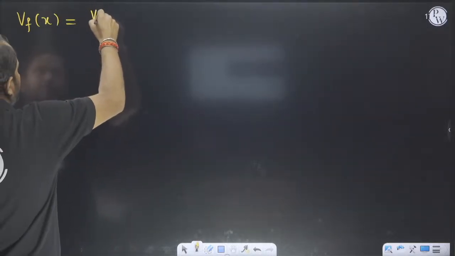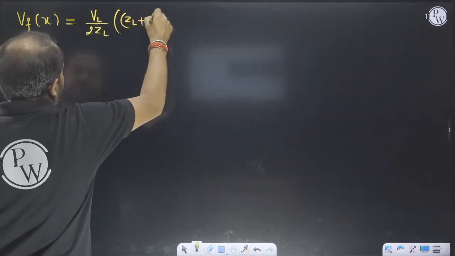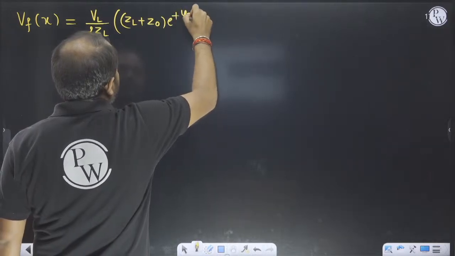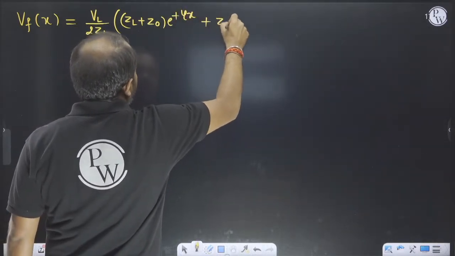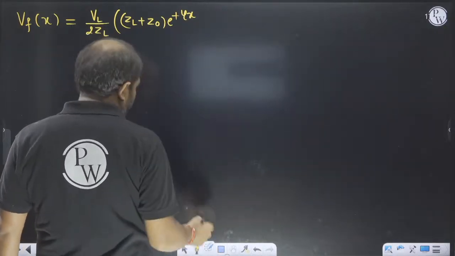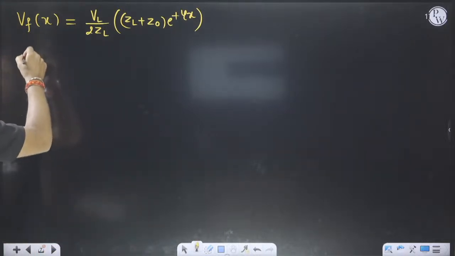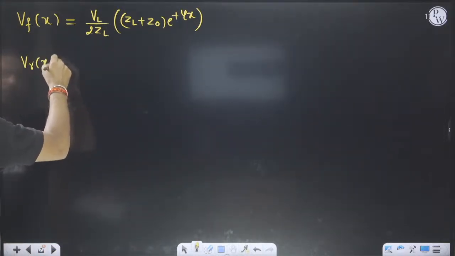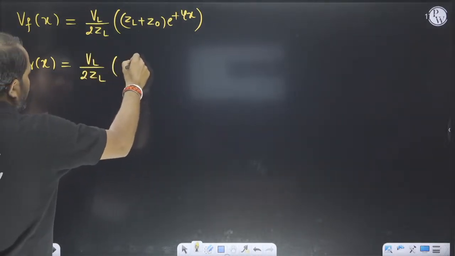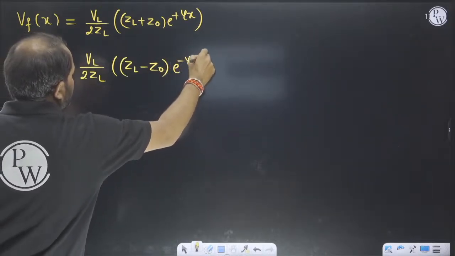VL by 2ZL, ZL plus Z0, e to the power plus gamma x, and ZL minus Z0. So this is our forward voltage. And the same thing is VRX. VRX is VL upon 2ZL, ZL minus Z0, e to the power minus gamma x.